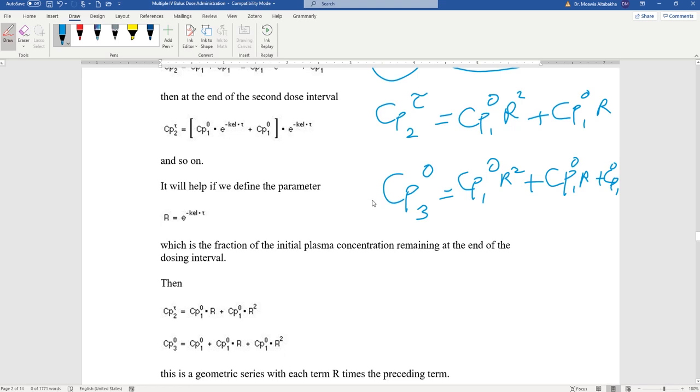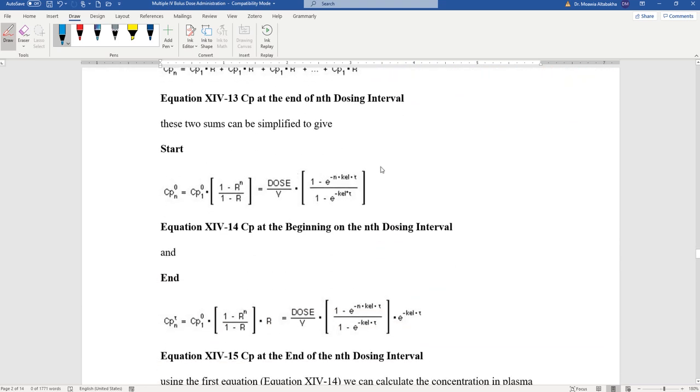Of course, this is maybe a headache for you, but the good thing is we can simplify all these things by using the following equation. Look, at the start of giving any n-th dose, first, second, third, etc., you can calculate the concentration at the start, meaning directly after giving the dose, by multiplying CP10, don't forget, it's dose over V, by the fraction you see here, which is 1 minus R to the power of n, where n is the number of the dose, divided by 1 minus R. Okay, this is how you do it.